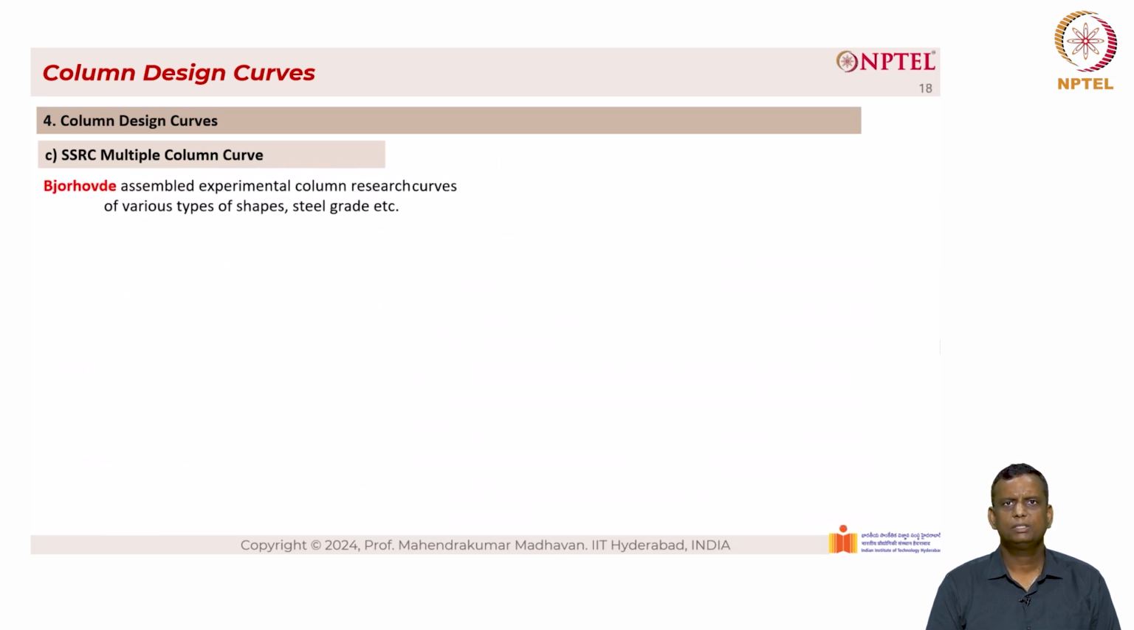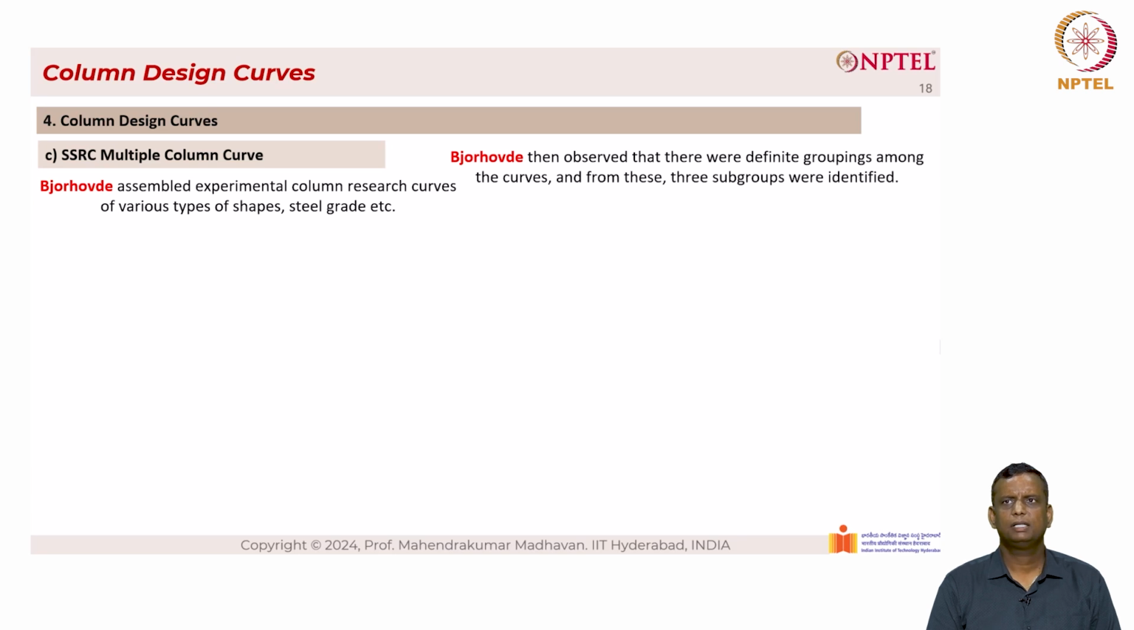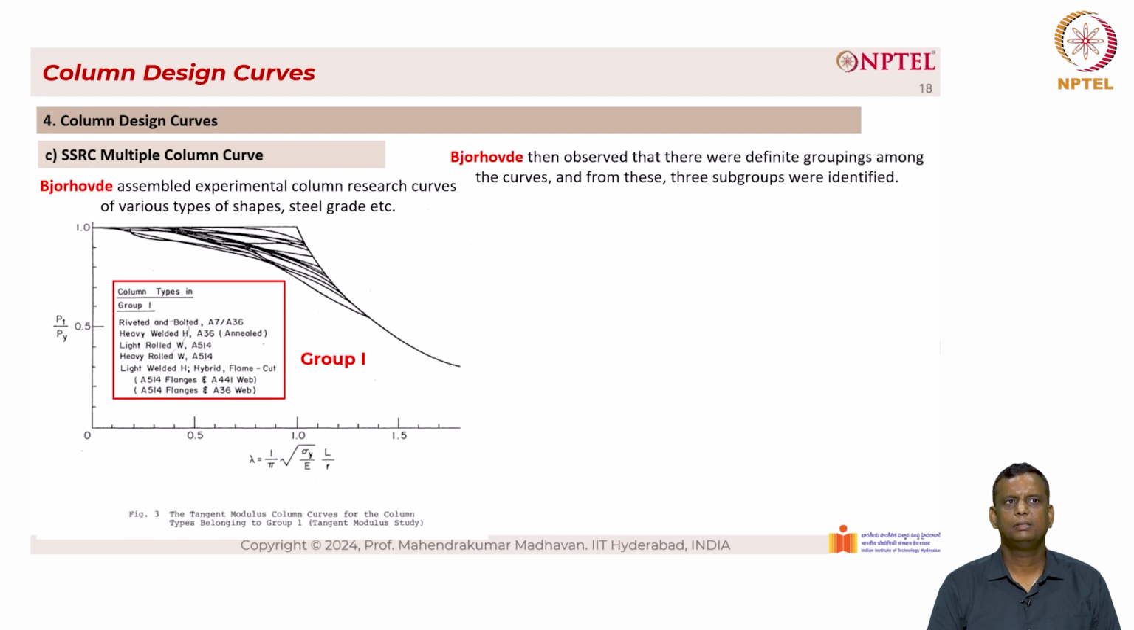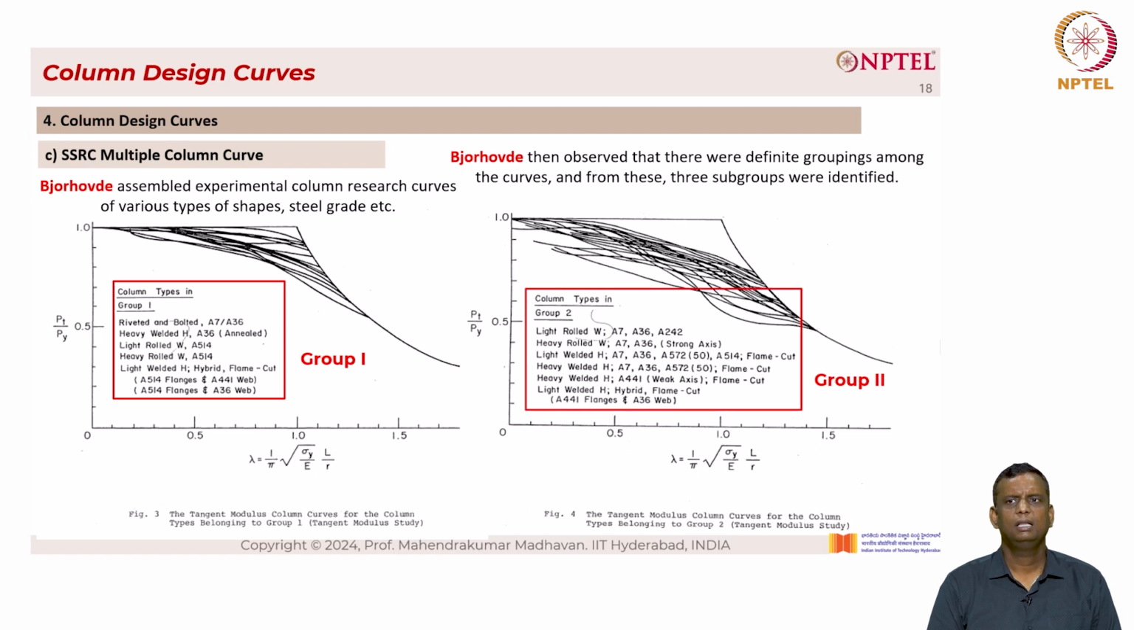So in order to make sense out of it, we need to classify the column curves using some kind of logical approach. Bjorhovde then observed that there were definite groupings among the curves, and from these, 3 subgroups were identified. So you can see that group 1 contains a number of different types of cross-sections as well as different fabrication methodologies, and it is classified as group 1. The figure is shown on the left hand side. Then there is group 2, which has slightly lower load carrying capacity, with different types of cross-sections as well as fabrication methodologies, which comes under group 2.